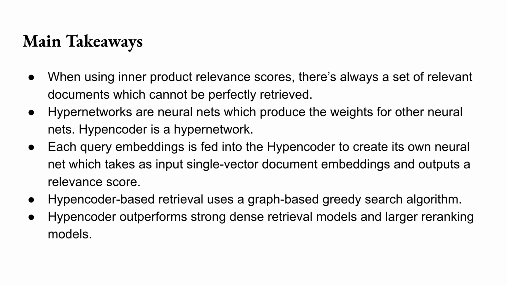First was related to their motivation, which is that when using inner product relevance scores, there's always a set of relevant documents which cannot be perfectly retrieved. Hypernetworks are neural nets which produce the weights for other neural nets. Hypencoder is a hypernetwork. Each query embedding is fed into the Hypencoder to create its own neural network, which takes as input single vector document embeddings and outputs a relevance score.